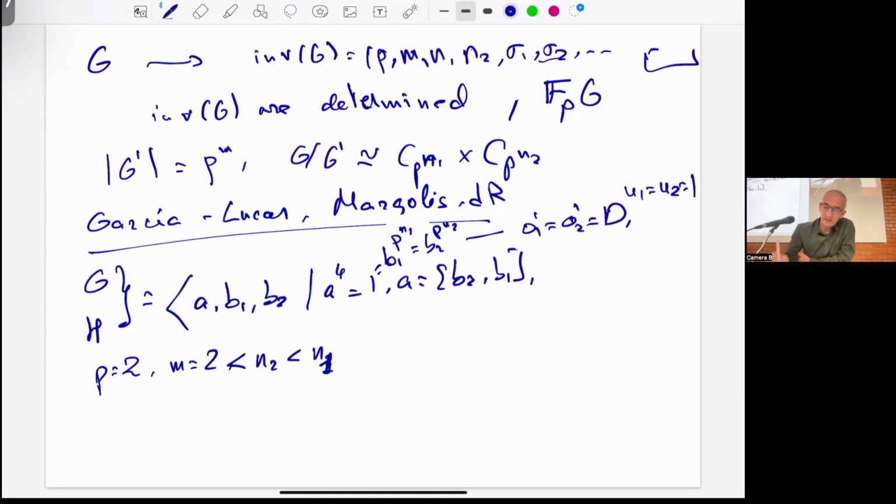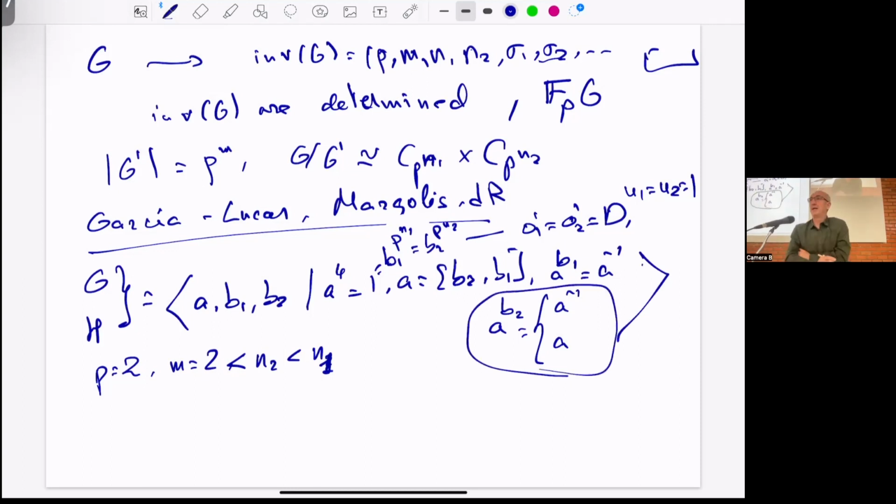Are one in this list of invariants. A conjugated by B1 is A inverse, and the only difference is the conjugation by B2, which for the first one is the inverse, and for the second one is A. So this is how they differ only in this part of the presentation, because they satisfy the condition of the theorem that I showed you.